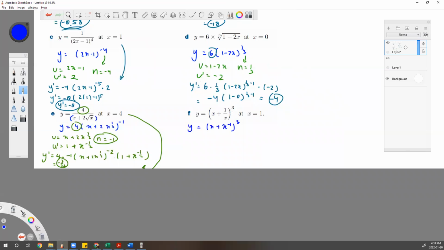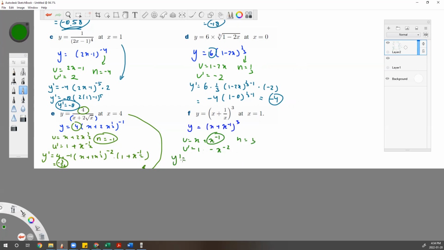Simplify. I don't want to see the fraction in the derivatives, it's too hard. So for y accent, u equals x plus x to the power of -1. U accent will be 1 plus -1 times x to the power of -2. This one is quite tricky: you put the -1, then -1 minus 1. So it is -1 minus x to the power of -2, and n will be 3.